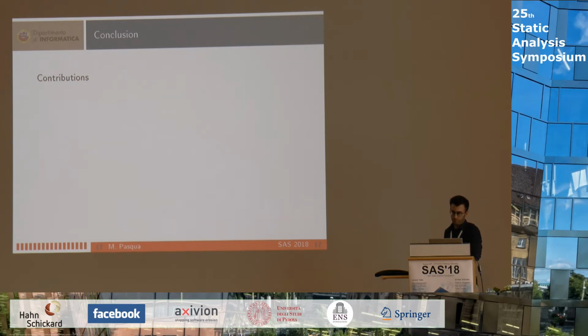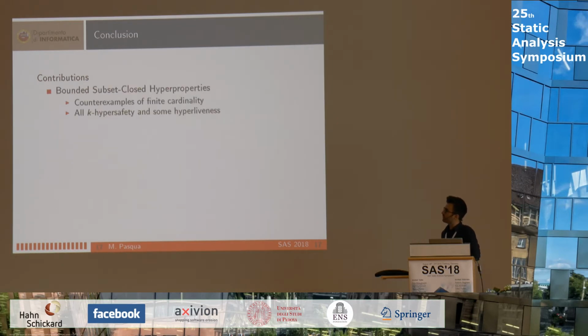So in conclusion, the contribution of this paper: we define bounded hyperproperties, which can be disproved with counterexamples of finite cardinality. And they are very expressive because they comprise all hypersafety and some hyperliveness, and hence also other hyperproperties, which are the intersection between hypersafety and hyperliveness.